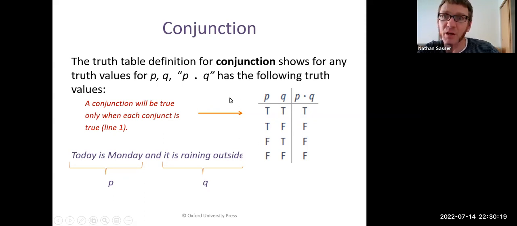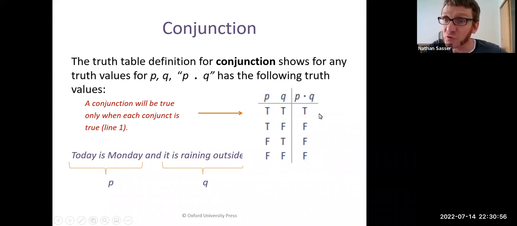And here's what it's saying. The conjunction sign, that dot, the and, is going to be true when both of the conjuncts are true. In other words, P and Q is true when and only when P is true and Q is true. So when P is true and Q is true, then P and Q, the conjunction, is true. However, in these other three cases, when at least one of them is false, the dot is going to be false.